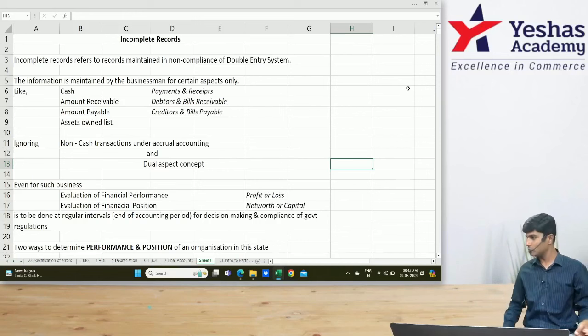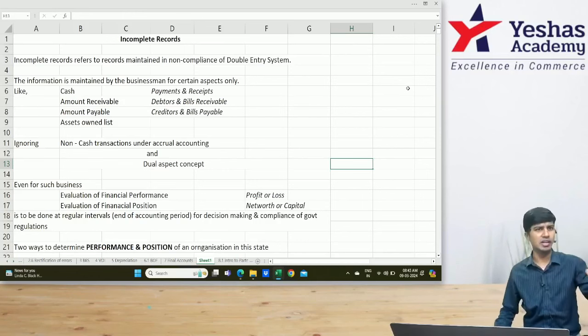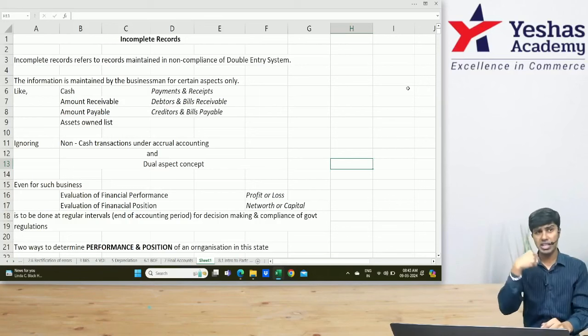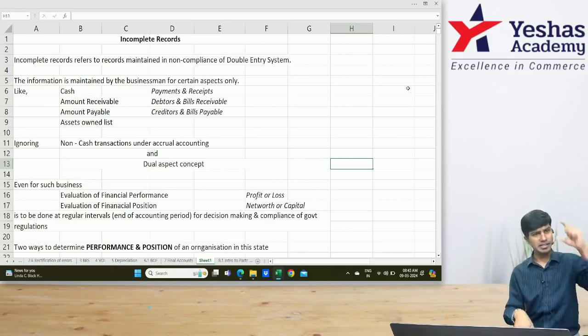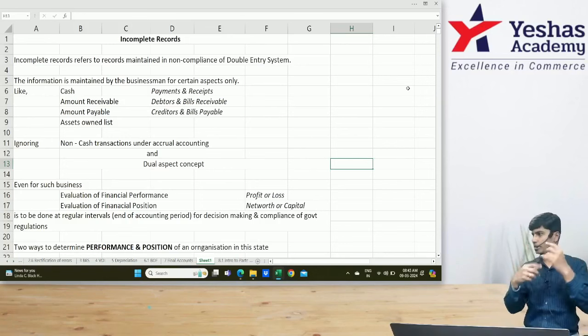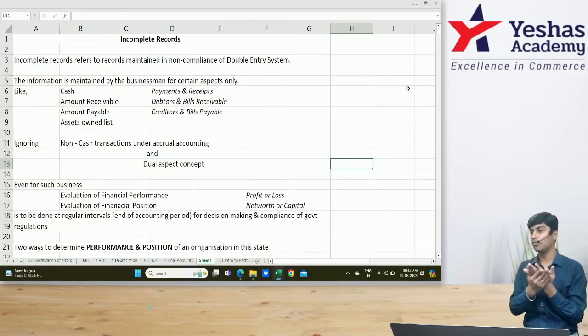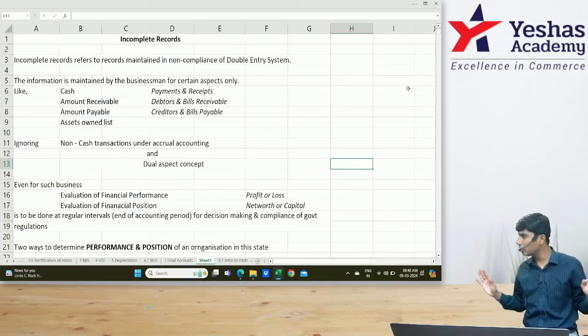Do you really think a businessman would know it? He would have not written all of these entries. Whenever he pays the expense, he will write. Whenever he receives the income, he will write. Purchase one place, he will write completely what is the purchases. Sales, he will write at one place. Cash received, paid, he will write at one place. If he buys any asset, he will maintain the bill of that asset purchased. So this is the basic maintenance done. Is it complete records? Absolutely no.